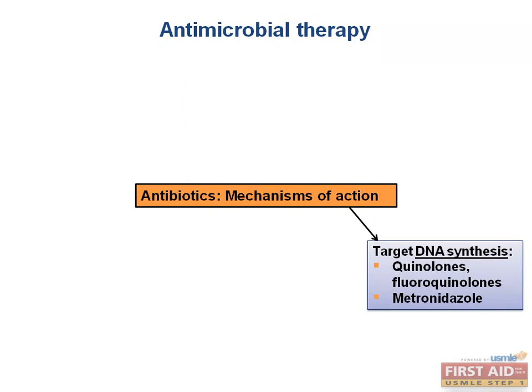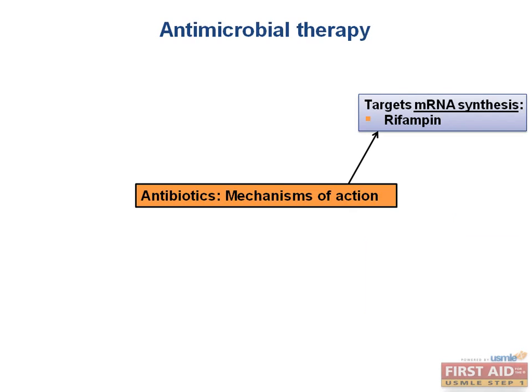Lastly, we have the antibiotics that target DNA synthesis. This includes the fluoroquinolones, which block DNA topoisomerases, and metronidazole, which damages DNA. Rifampin is an antimycobacterial agent which blocks mRNA synthesis. Okay, so we've gone over the general picture of antimicrobial therapy. Let's start going over each of these one by one.